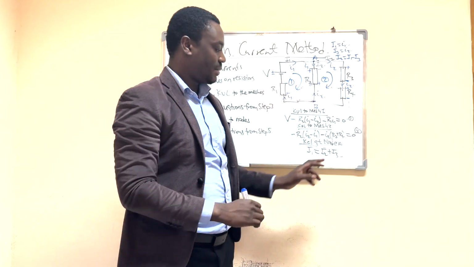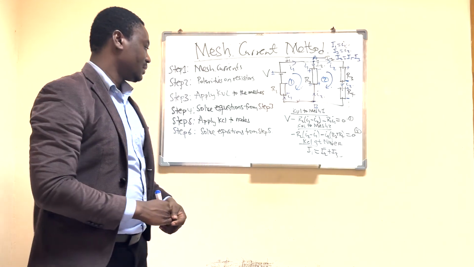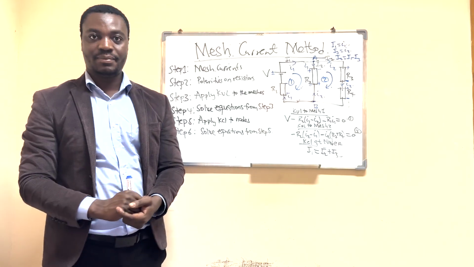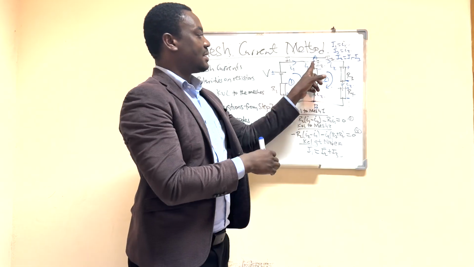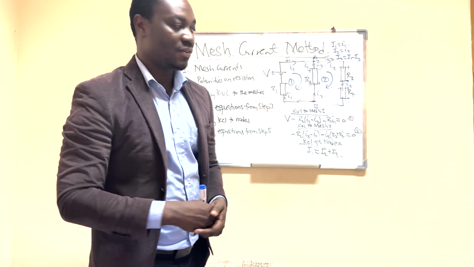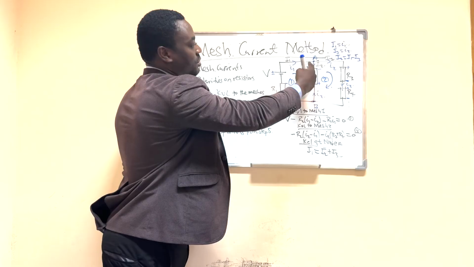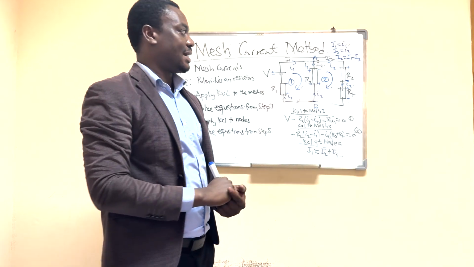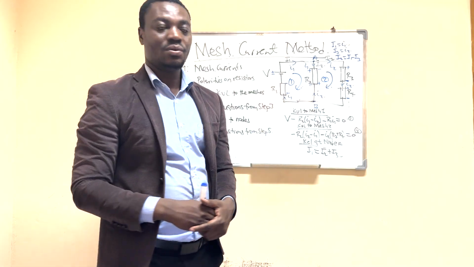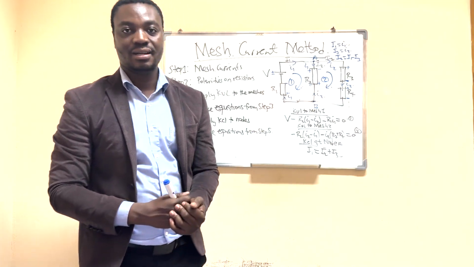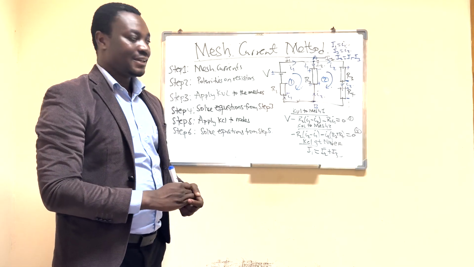So here we then come and apply Kirchhoff's current law at node A. That is the fifth step, right? With this, we have our node A here. The sum of current entering should be equal to the sum of current leaving. That gives us I1 equals I2 plus I3. Then you make I2 the subject, and you get I2 equals I1 minus I3. So this is how you use the mesh current method.